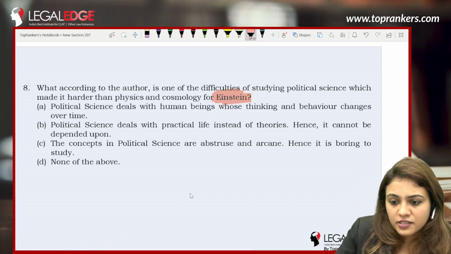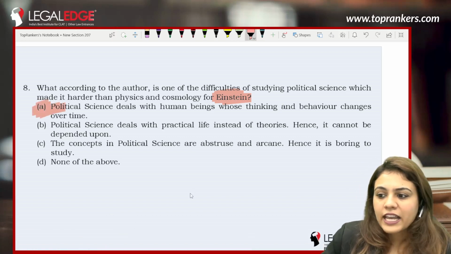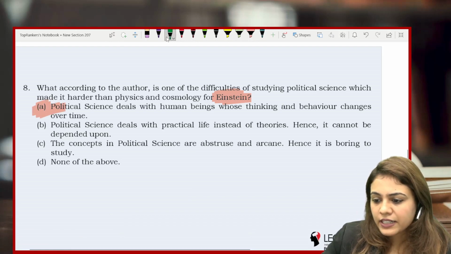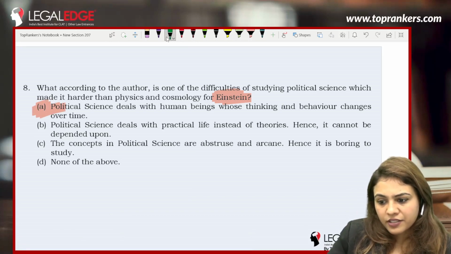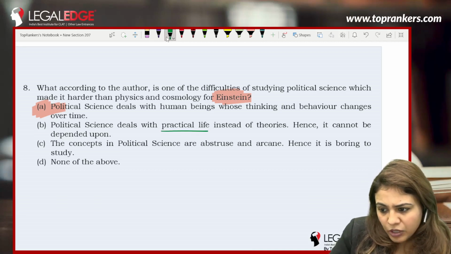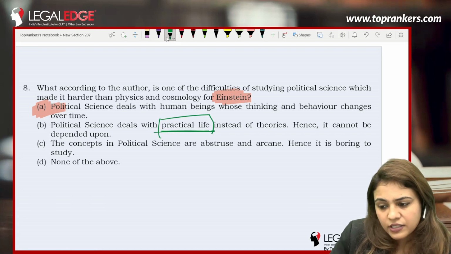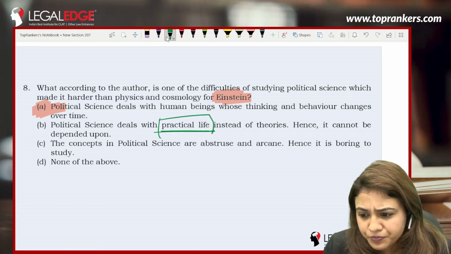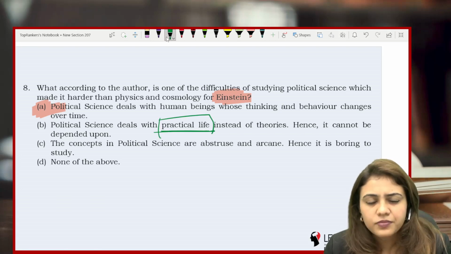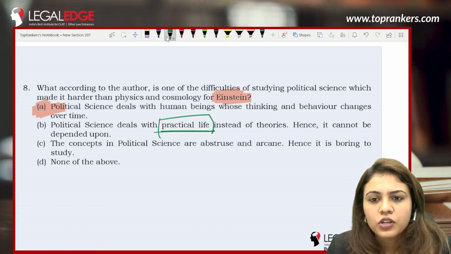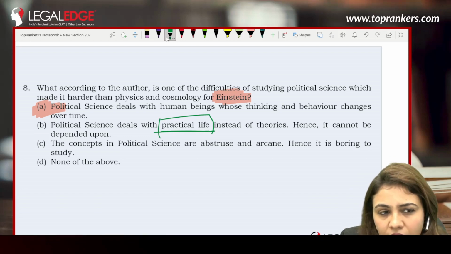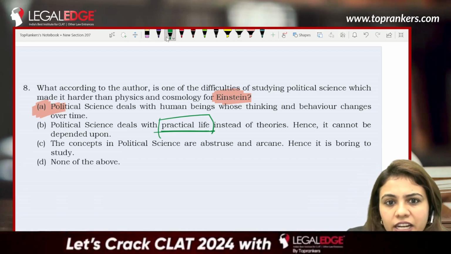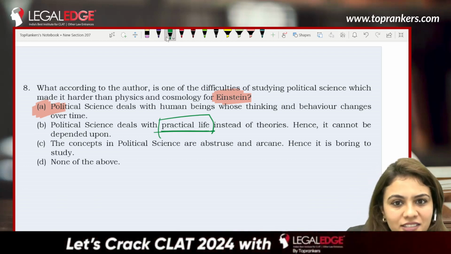And in which option is this given? Option A. A is the answer here, as you can clearly see. If you see option B, political science deals with practical life instead of theories, hence it cannot be depended upon. It is not said at all that political science only and only deals with practical life. Obviously, there is some resonance to theory as well. Hence, it cannot be depended upon. So, depended upon is not really the difficulty when it comes to Einstein, especially.